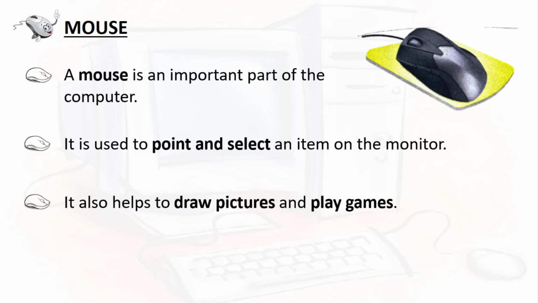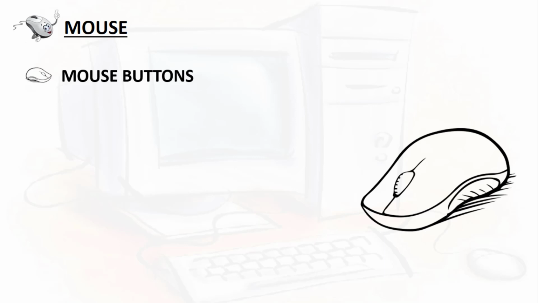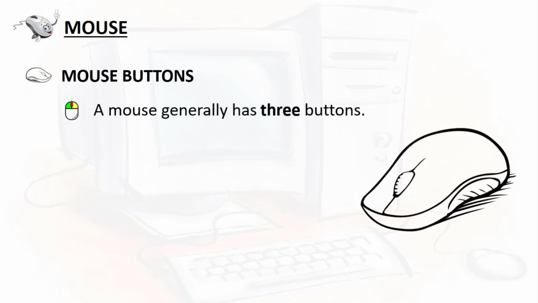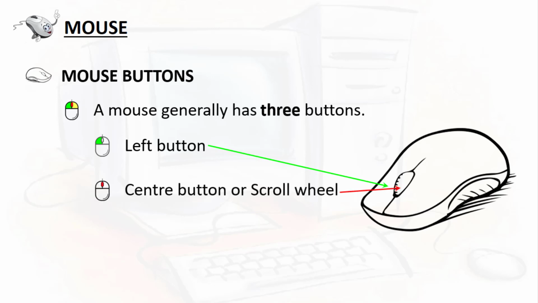Let us see about the mouse buttons, what mouse buttons are and how many mouse buttons are available on the mouse. A mouse generally has three buttons. As you can see in the image, there are three mouse buttons: green, red and yellow. The first one is the left button. The second one is the center button or scroll wheel. The third one is the right button.